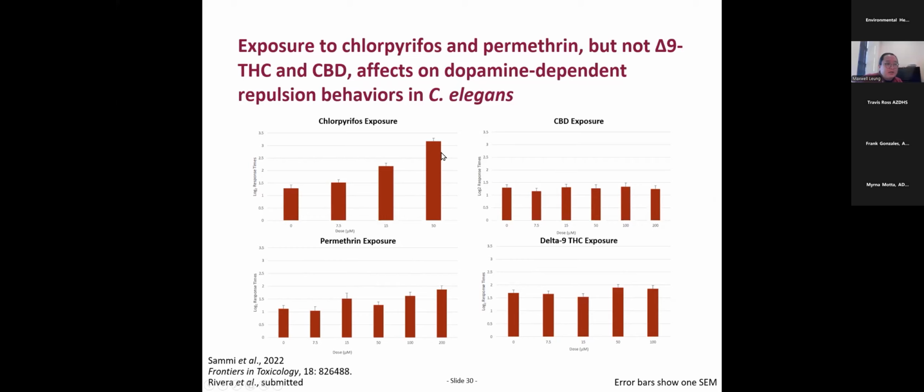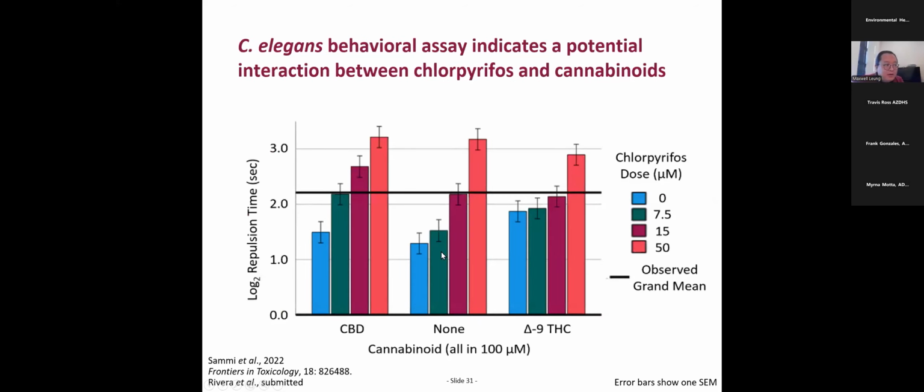Next, what we do is mix chlorpyrifos, the organophosphate, with the two cannabinoids, and that's what we got. Again, the x-axis shows different doses of chlorpyrifos, but this time they're mixed with different cannabinoids. And then the y-axis, same as before, is the repulsion time, which is a readout for dopaminergic signaling, how it's being attacked by the mixture of chemicals.